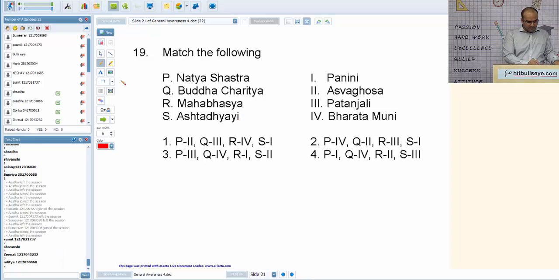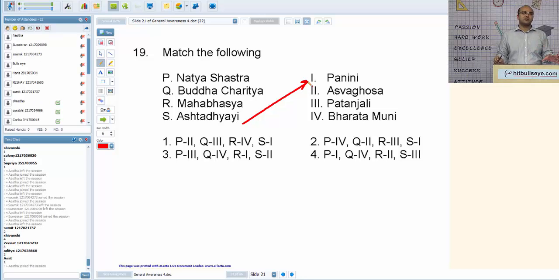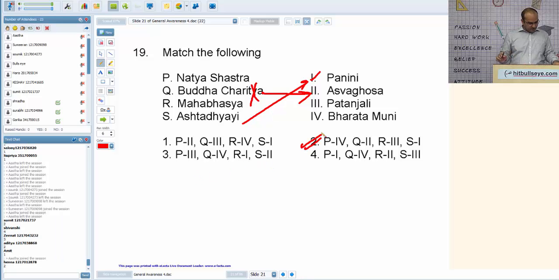So Ashtadhyayi, we all know, is a very, very important book on Sanskrit grammar. It is still being used after almost 2000 years of its writing. So Ashtadhyayi is written by the great writer Panini, right? Buddha Charita, the spelling is wrong. Buddha Charita is written by a renowned Buddhist scholar called Ashwaghosh. So let's see, that makes our answer as option number 2.